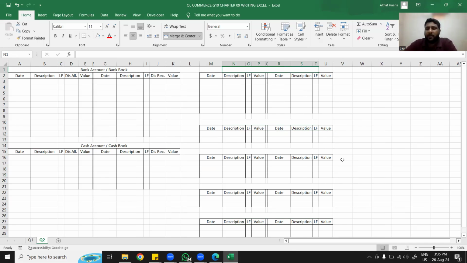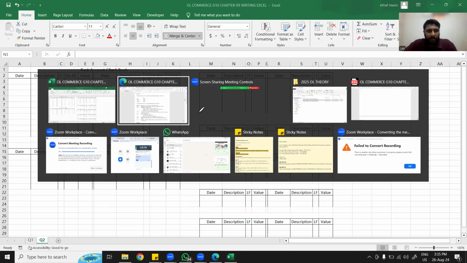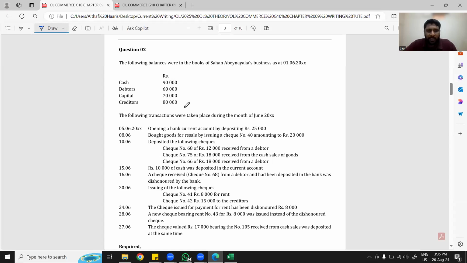If you are done with that, prepare another 3 more ledger accounts and record all the opening balances. So the cash account will have a debit balance. Debtor is an asset, will have a debit balance. Capital is equity, will have a credit balance. Creditor is a liability, will have a credit balance. So record all of these 4 opening balances.